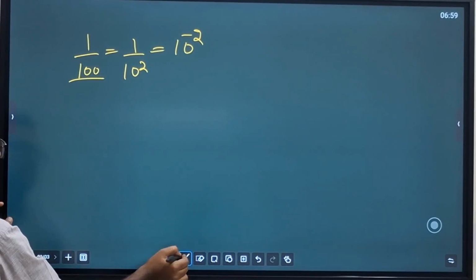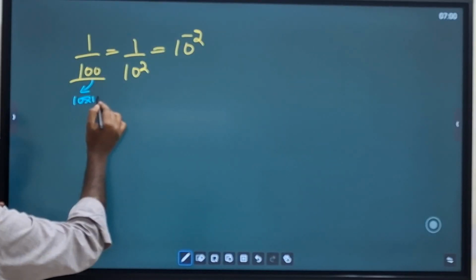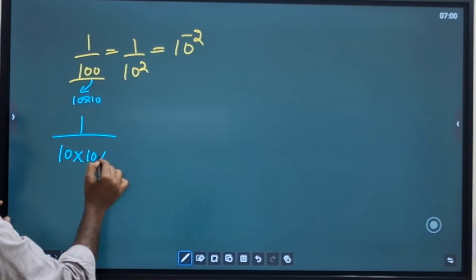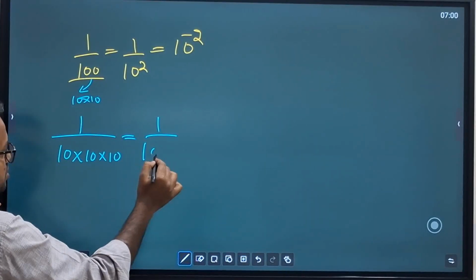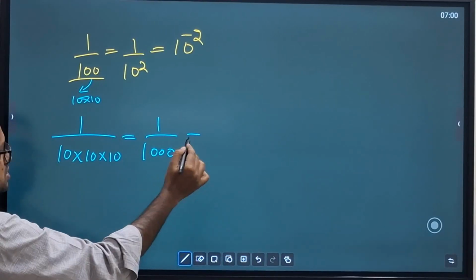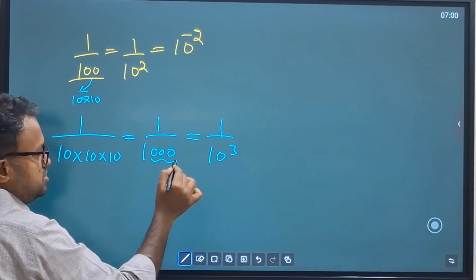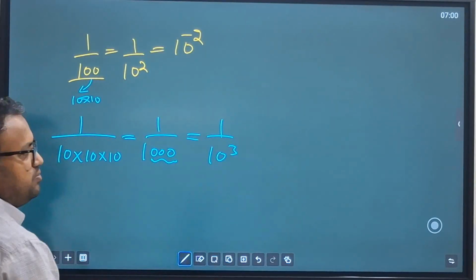100 means 10 into 10. Let me try another way: 10 into 10 into 10. What is 10 into 10 into 10? It is 1000. So when we have 1000, it is 10 power 3. We have to just count the number of zeros here: 1, 2, 3. Number of zeros are 3, so we have to write 3.